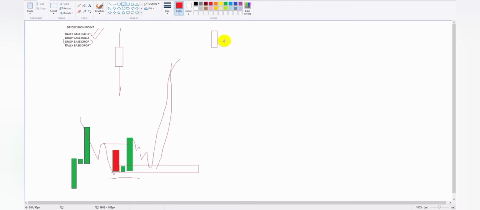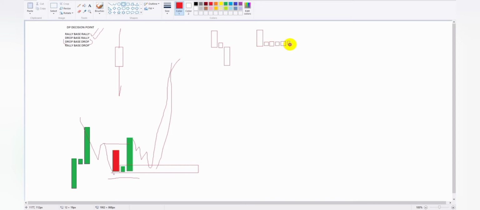Now we will have selling opportunities, drop base drop. How do we count it? Now we will have drop base drop: this is drop, and this is base, and then this is drop. The first question is how many candles can be in the base. The maximum is 6 candles in the base.